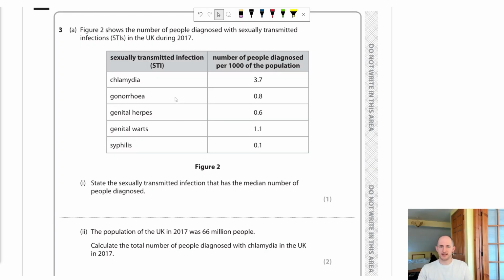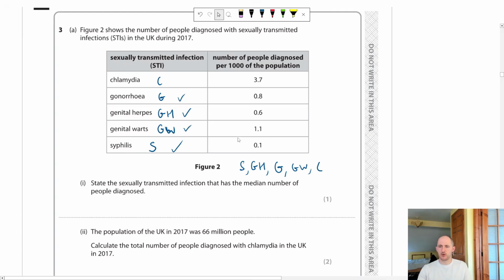So I'm going to put these STIs in order from smallest to largest. So instead of writing out the names because I'm lazy, I'm going to give them letters. So we have syphilis. I'm going to call this GW. I'm going to call this GH. I'm going to call this just G. I'm going to call this C. So if I put it in order from smallest to largest, syphilis is the lowest. Then we have GH. So I'm actually going to tick these off as I go along. Then we have G. Then we have GW. Then we have C. So that's in order from smallest to largest.